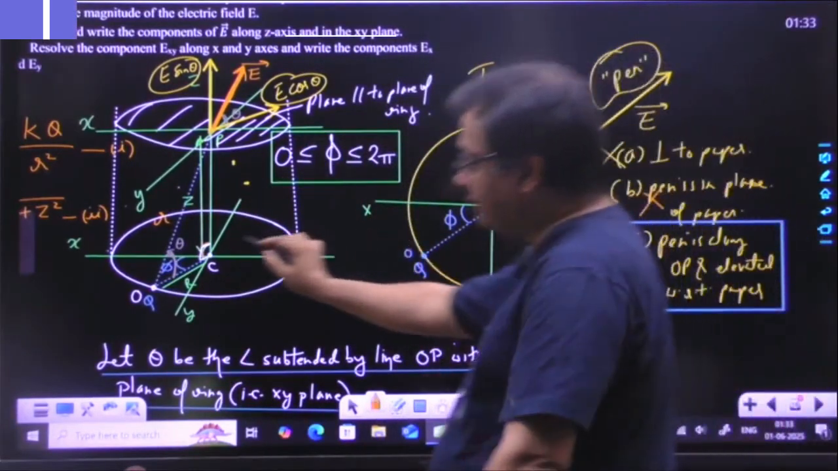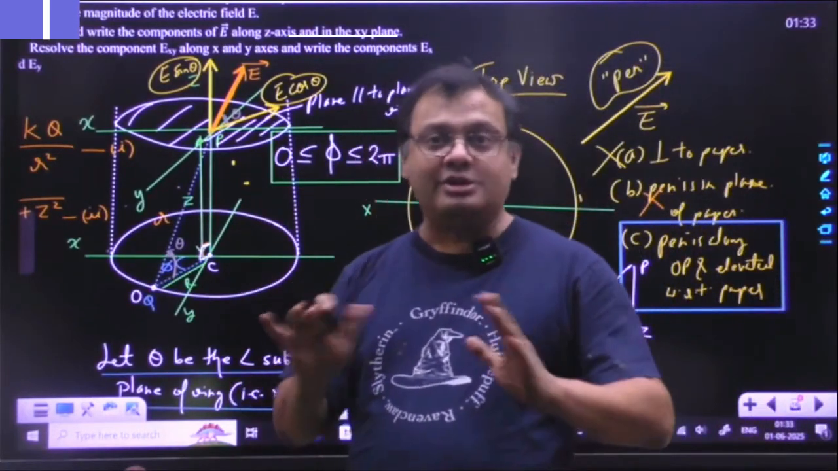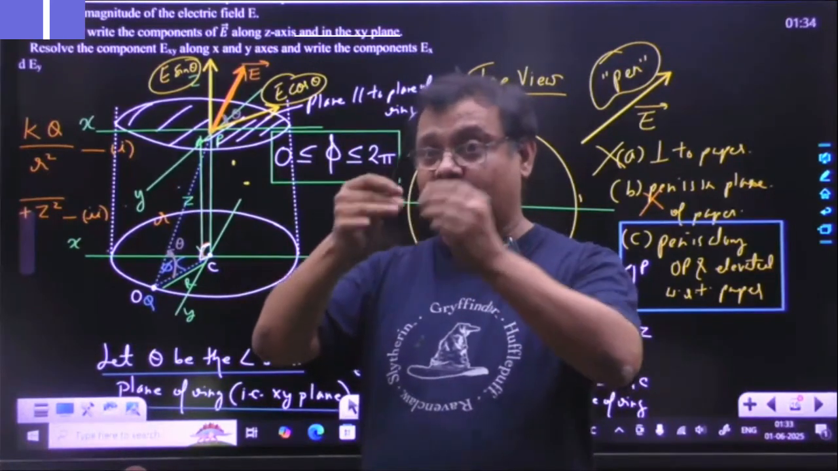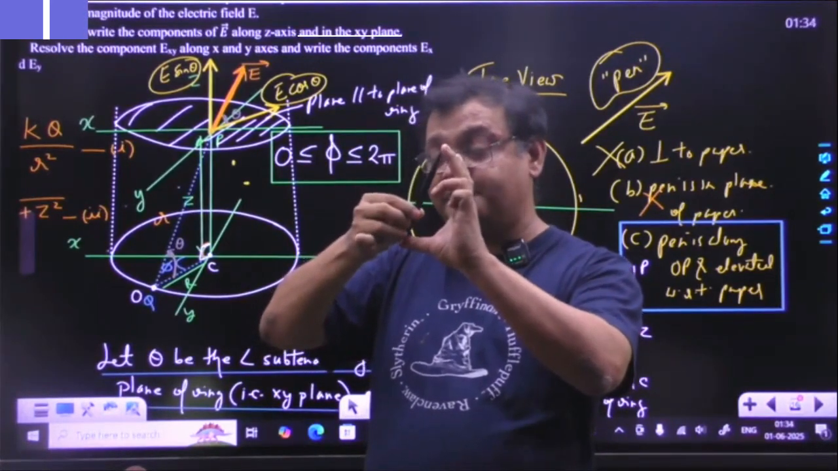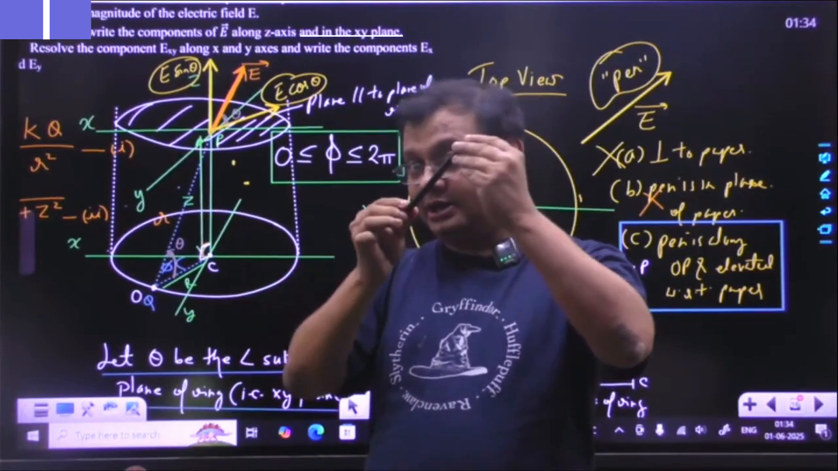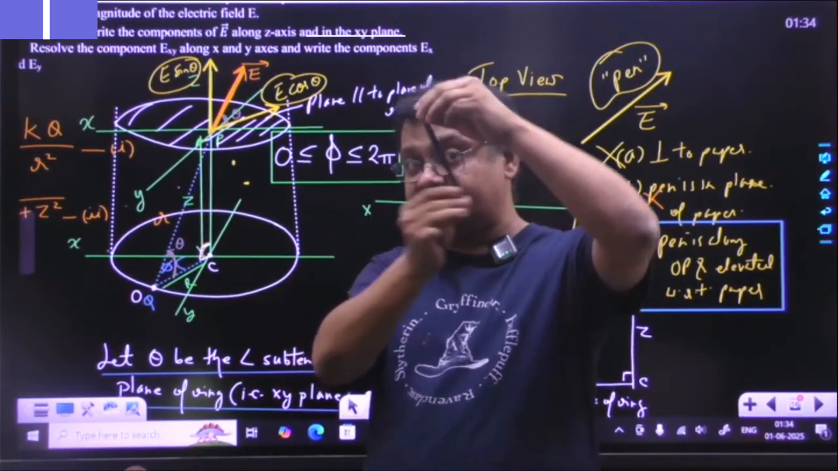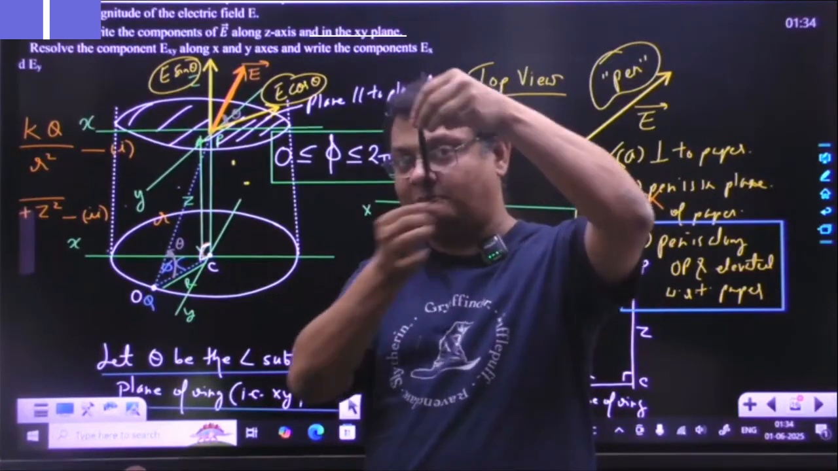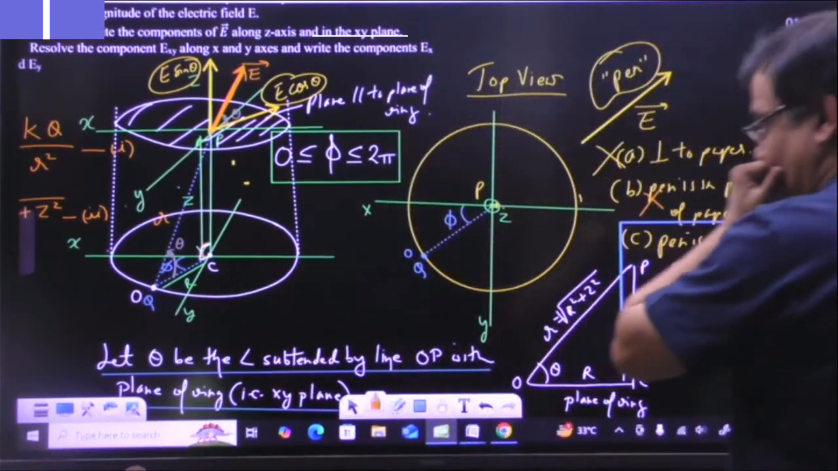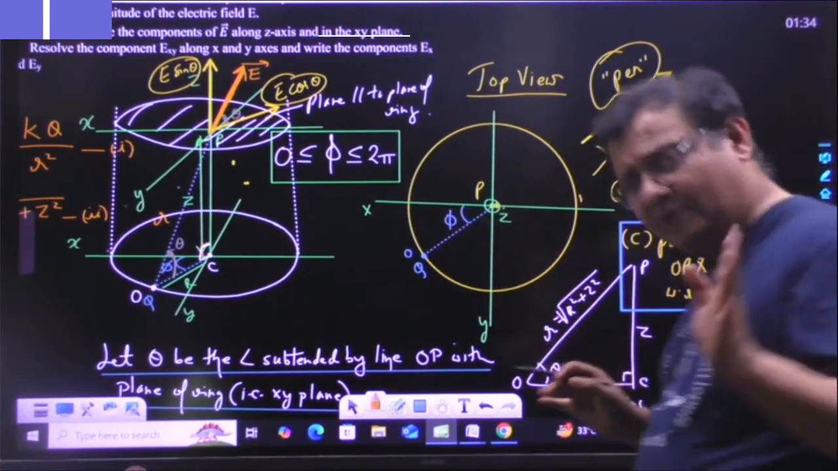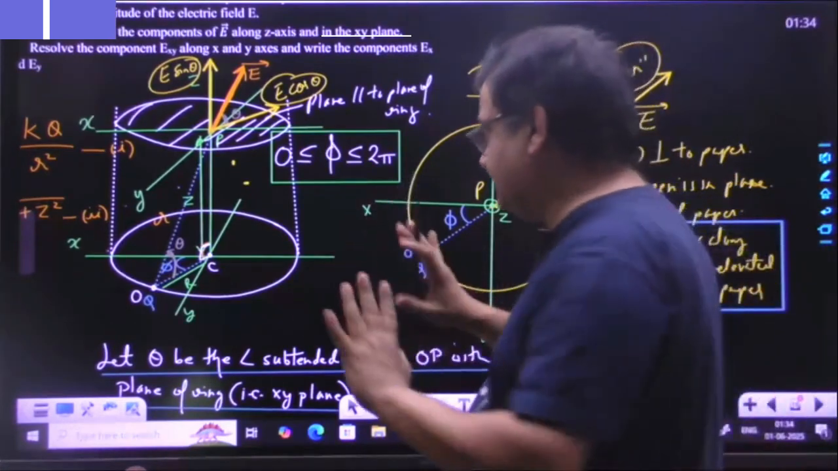And what do you think, will theta be changing or not? No, theta will not be changing. Theta will remain constant, because the line joining the point P with the charge Q on the circumference keeps the same orientation. It is like a conical form. So if you are rotating Q on the circumference, phi will continuously change, but theta will not change.